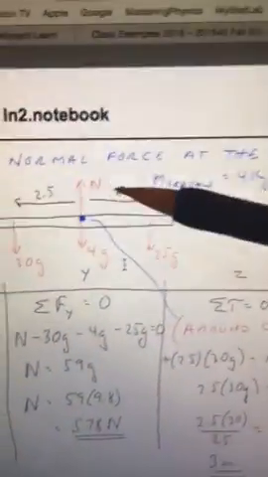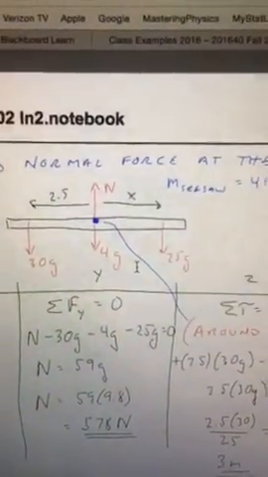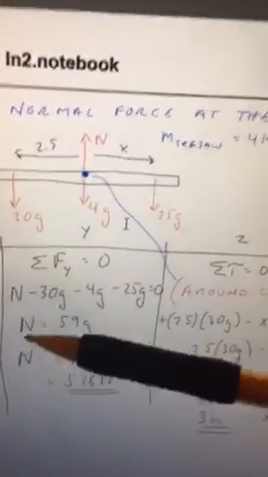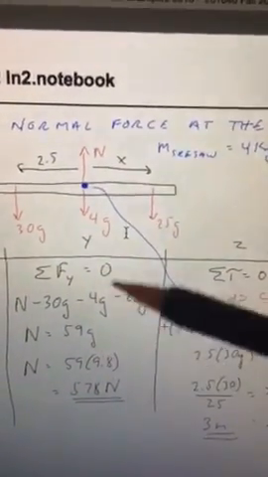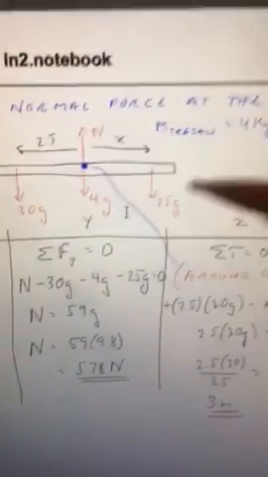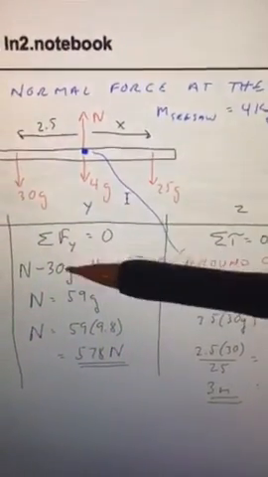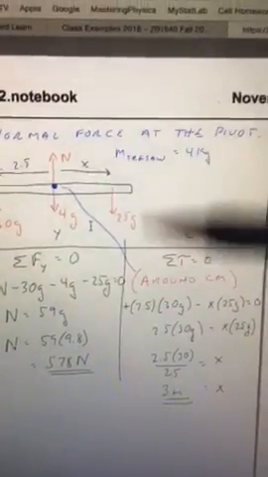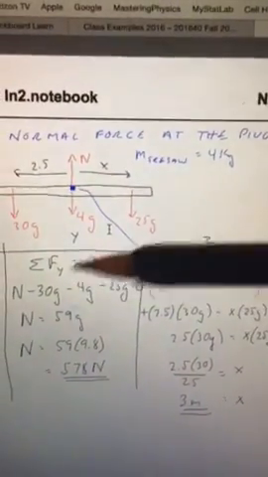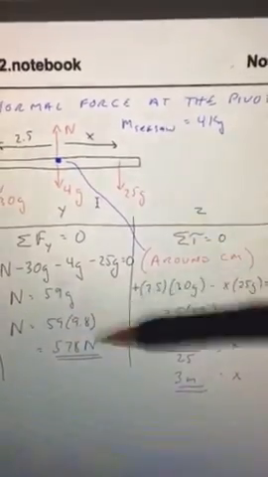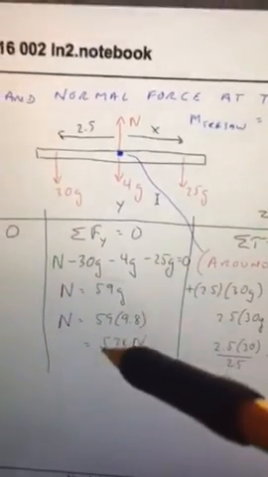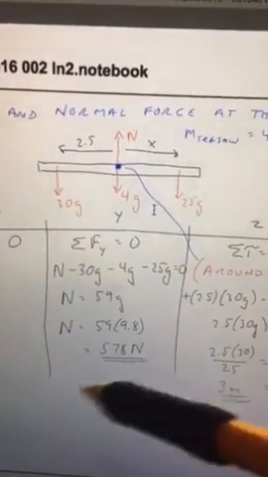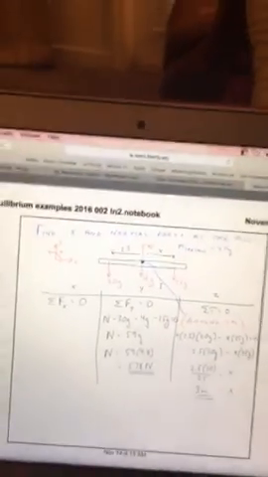Okay, so N minus 30G minus 4G minus 25G all equals 0. You just combine the variables, and like I said, he plugs in 9.8 at the end to make it easier. Think of G like an X or a Y or any other variable. You can add like variables. So you add them all together, you get 59G. Then you plug in the 9.8. And then when you solve it, you get 578 newtons. Okay, I hope that helps.